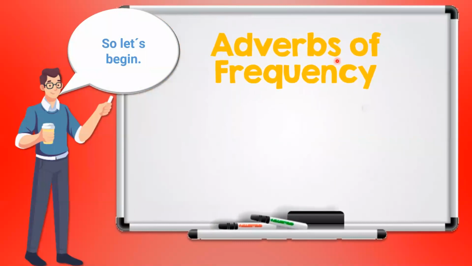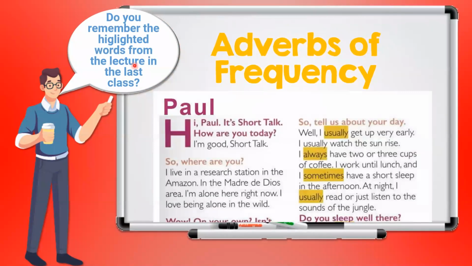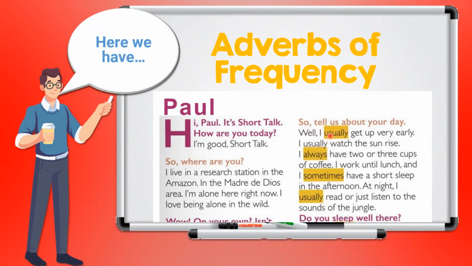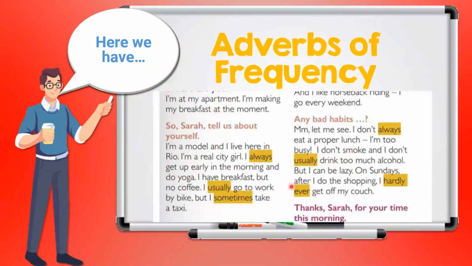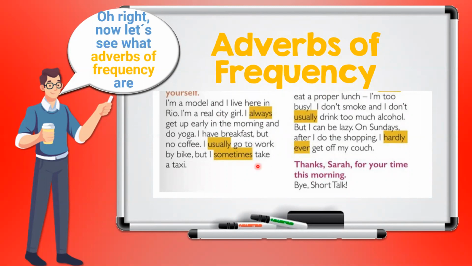So let's begin. Do you remember the highlighted words from the lecture in the last class? These highlighted words? Here we have usually, always, sometimes, hardly ever. These are adverbs of frequency. Alright, now let's see what adverbs of frequency are.